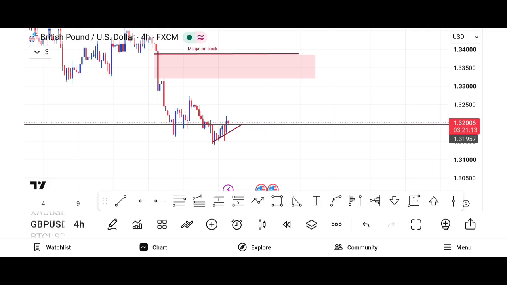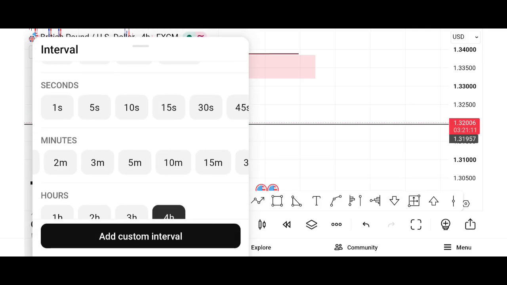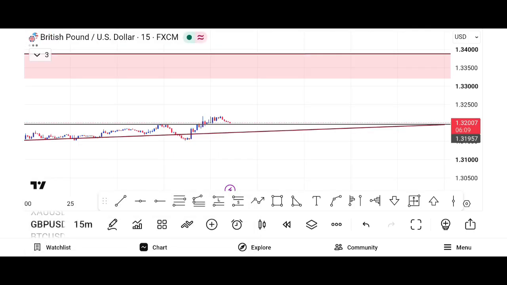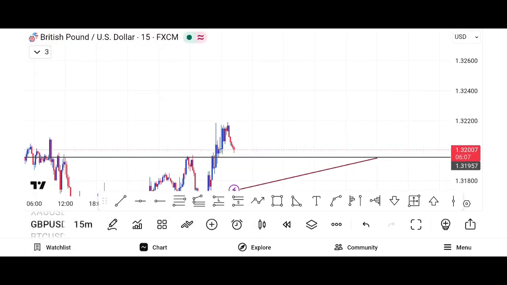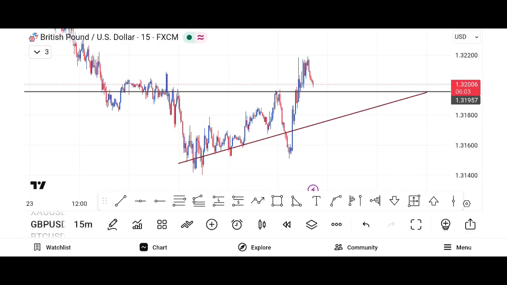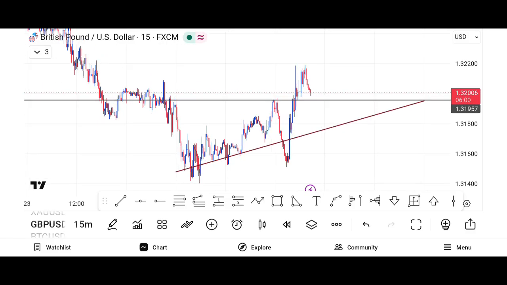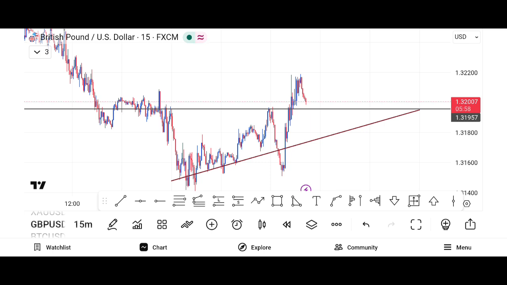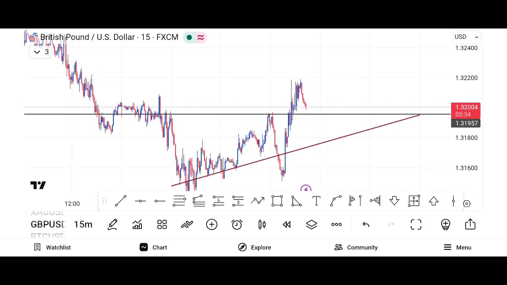So I'm going down to the 15-minute time frame. Alright, now that we are on this 15-minute time frame, you can see that the market broke this level and then came back. Now it's about to test this level again right here before heading back up.